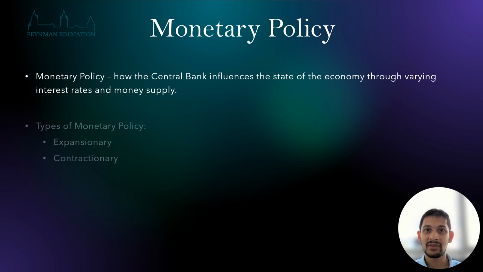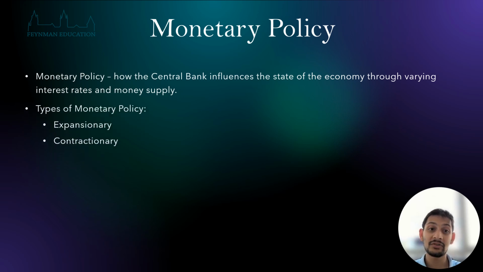You have to remember that, as with fiscal policy, monetary policy has two types: expansionary and contractionary. Expansionary monetary policy aims to increase GDP, but the negative part is that inflation would also increase. Whereas with contractionary monetary policy, the aim would be to reduce inflation, and with that also comes reduced GDP.